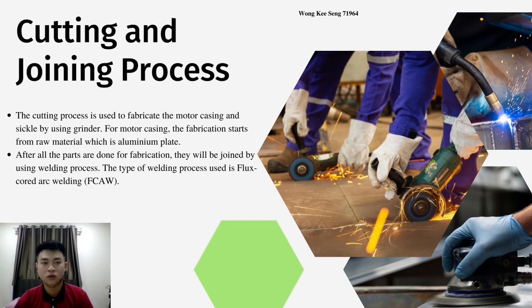The cutting process is used to fabricate the motor casing and seeker by using a grinder. For the motor casing, the fabrication starts from raw material, which is aluminum plate. After all the parts are done for fabrication, they will be joined by using the welding process. The type of welding process used is called arc welding. The surface of the welding pipe needs to be sanded by using a sanding machine. The purpose of this process is to make sure the surface of the motor casing is smooth and safe.